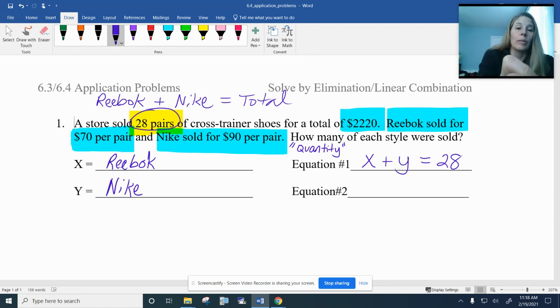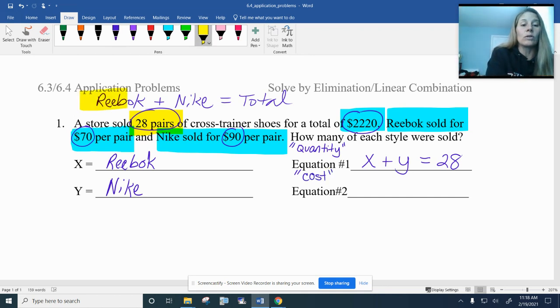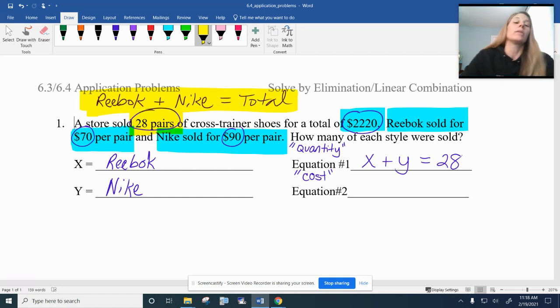Now, the other three numbers that you'll notice in this problem all have dollar signs on them because they're all referring to the cost. Again, we can still use our general verbal model at the top: the Reeboks plus the Nikes equals the total. But the first equation involved the actual number of shoes sold of each type and the total. The second equation is going to involve how much money the store made on the Reeboks, how much money they made on the Nikes, and how much money they made total.